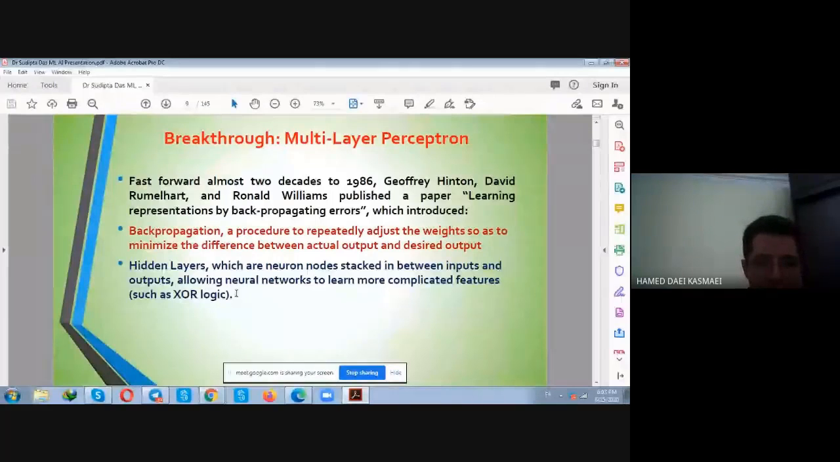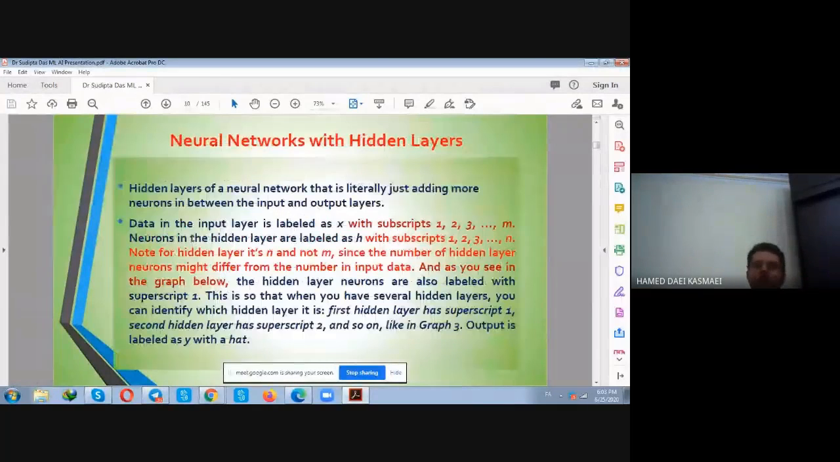Okay, all of these operators and operands are here. Operators are these, and operands are your input data. Then neural networks with hidden layers are literally just adding more neurons in between the input and output layers. So data in the input layer is labeled by X with subscripts 1 to m, that is, X1, X2, up to Xm. Neurons in the hidden layer are labeled by H with a subscript.